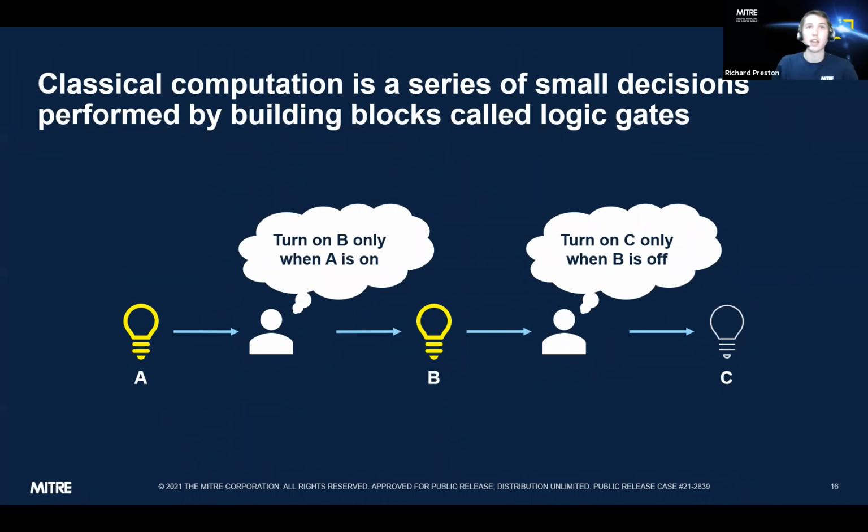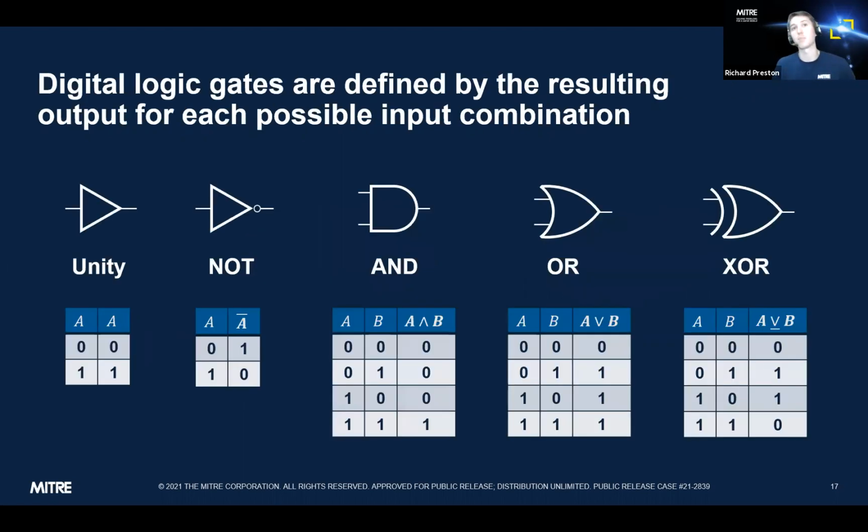So this guy is saying, okay, turn on B only when A is on. So, well, A is on, I guess I'm going to turn B on. This guy's saying, okay, turn on C only when B is off. Well, B is on, so I'm not going to turn on C, right? So, I think probably many of you have seen digital logic gates. If not, that's okay. But this is just how computers work at a very fundamental level. And the way we define digital logic gates is with what's called a truth table, which shows the resulting output for each possible input combination.